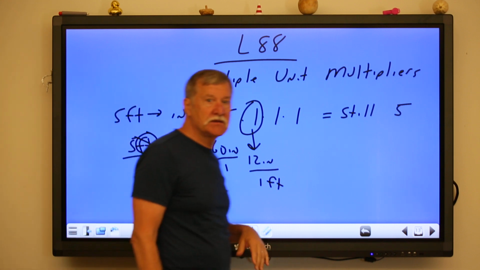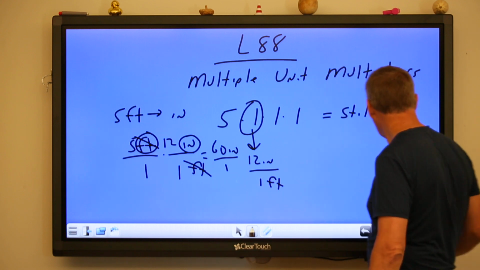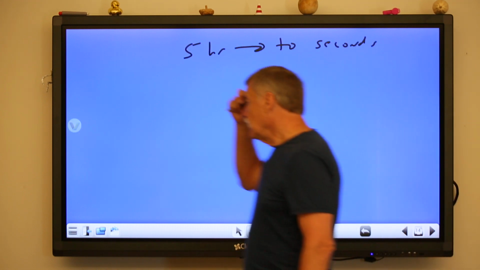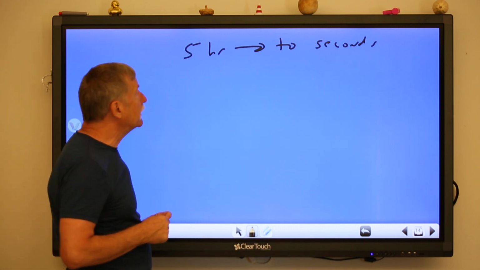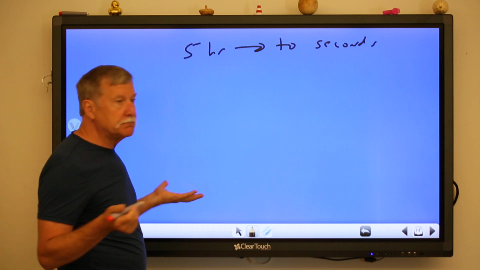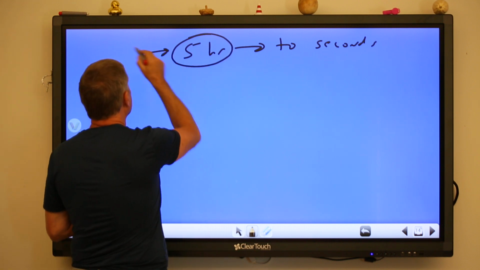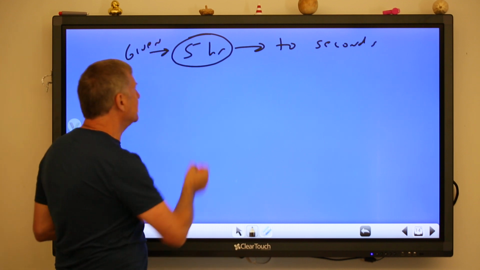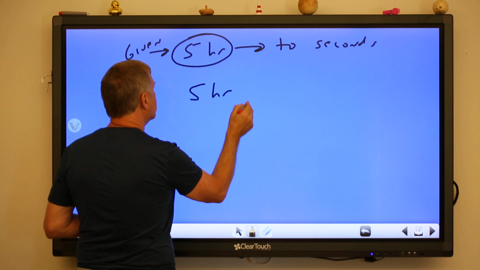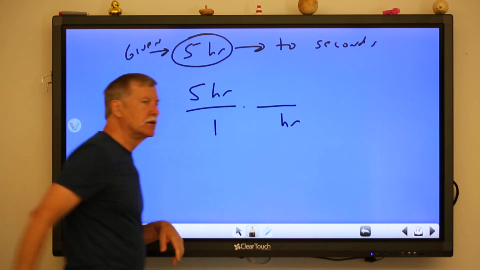Now we just get to circumstances where you might have to use more than 1. Big deal. Let's take a look. Let's change 5 hours into seconds. The basic starting point is always the same. You have a given units. These are given. And you take the given and you stick them on top of 1. 5 hours over 1 times something over hours.